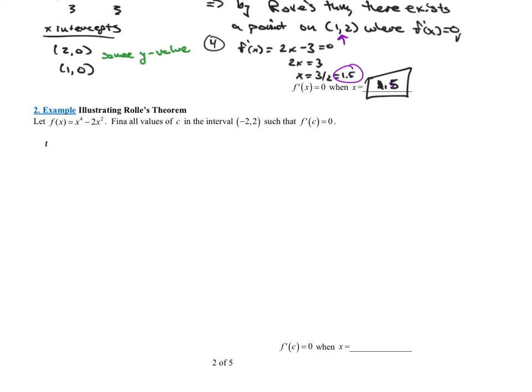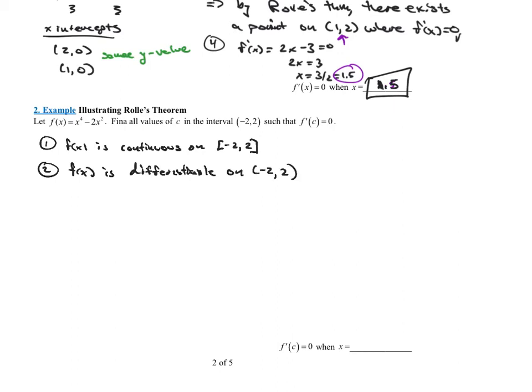So the first thing we need to do, every time we use Rolle's theorem, is state that this is a polynomial function, x to the fourth minus 2x squared, which is continuous everywhere. So let's say that f of x is continuous on the closed interval -2 to 2. It's always continuous on the closed interval. The second thing we need to state is f of x is differentiable on the open interval -2 to 2. That's because it's a polynomial function, which are differentiable everywhere. It's not like absolute value of x where you have a cusp or anything like that.